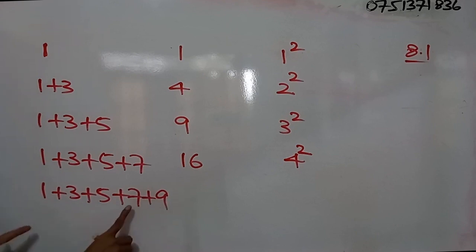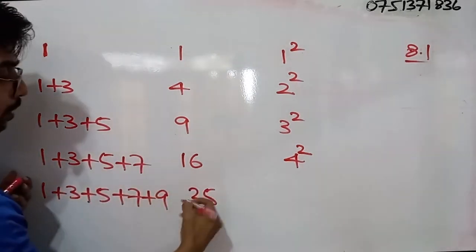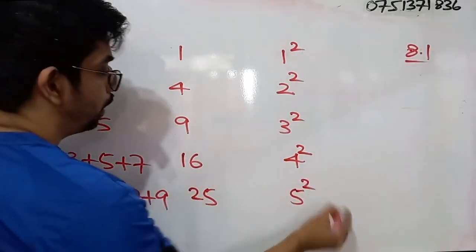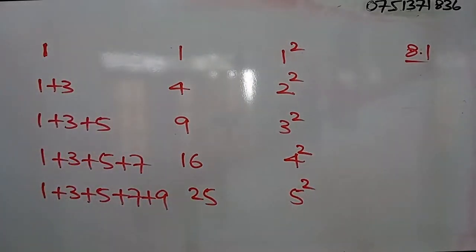From here to here, we know the answer is 16. If we add 9 to that, this becomes what? 25. That means what? 5 to the power 2.